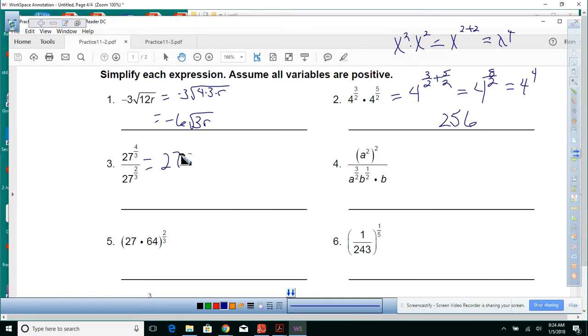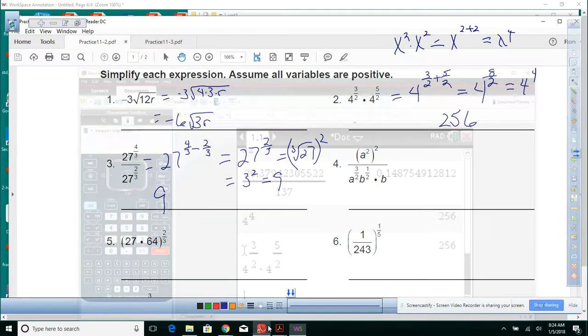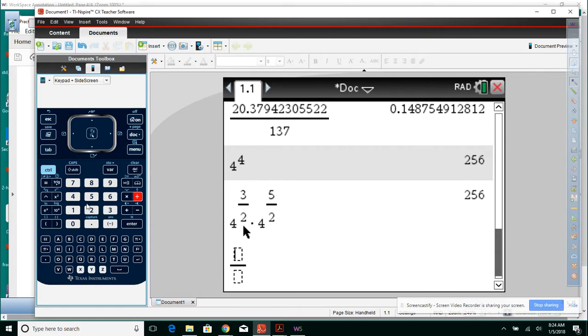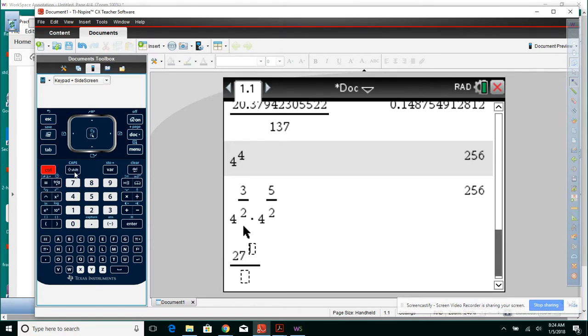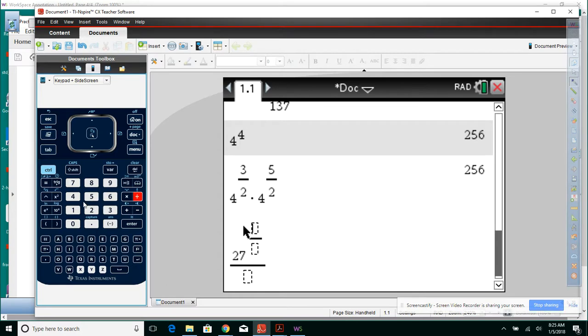Well, we got 27, and that's going to be to the 4/3. And since this is on the bottom, that'll be -2/3. And that's going to give you 27. 4 minus 2 is 2, so that's 2/3. And let's see, the cube root of 27 squared, cube root of 27 is 3. 3 squared, which is 9. So our answer is 9. Let's try that in our calculator just to be sure. Control, divide, and then we got 27 caret, and that's 4/3.